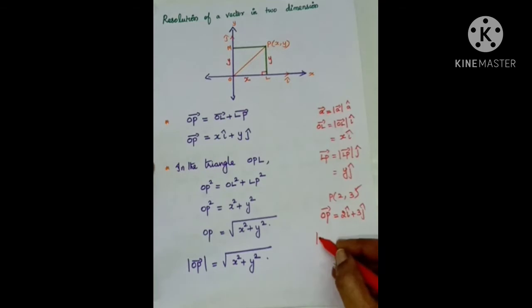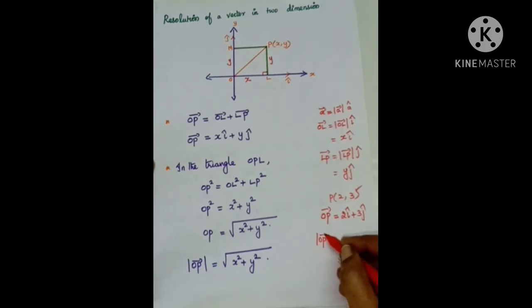Next you are going to find the modulus of the OP vector. So the magnitude of the OP vector, what is the formula? It's the square root of, first what you have to write? You have to write the coefficient of i cap. So the coefficient of i cap is 2. 2 squared is 4. In between you have to write plus. The next, the coefficient of j cap, that is 3 squared, that is 9. So the answer is square root of 13.